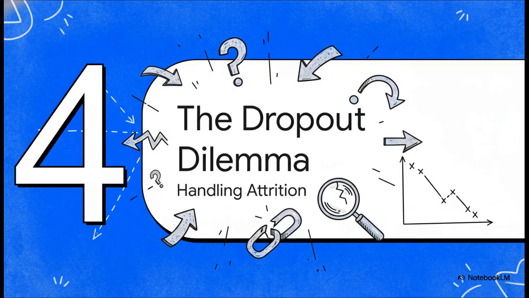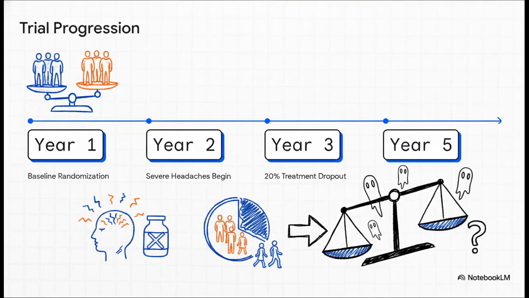Section 4. Surviving the dropout dilemma. All right, just when the investigators think they've got a total slam dunk, a major plot twist threatens the entire validity of the study. Watch this crisis unfold over our 5-year timeline. Year 1, flawless baseline randomization, perfectly balancing all those known and unknown confounders.